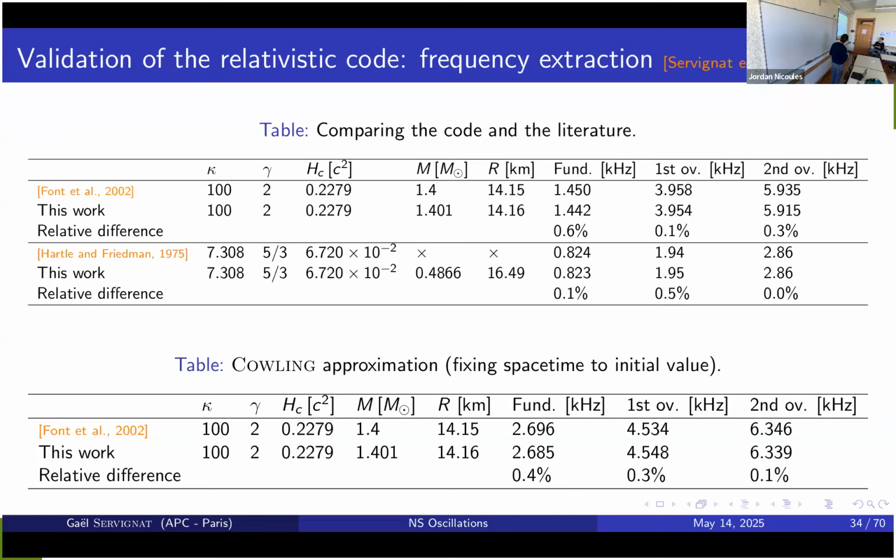Right. And also I have done the simulation in the Cowling approximation. This Cowling approximation says, okay, fix the space-time at the beginning of the simulation. You don't solve Einstein equations. This accelerates things a bit.